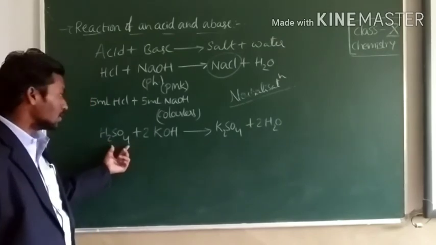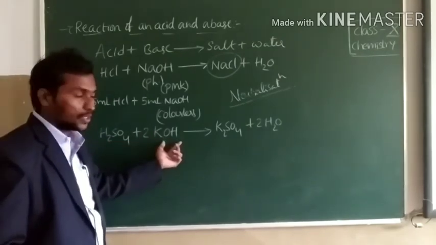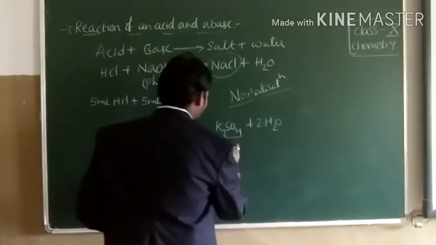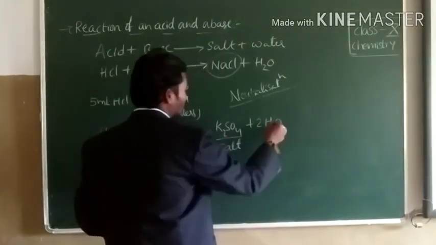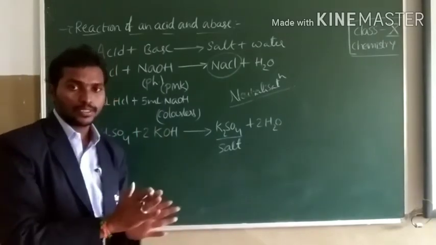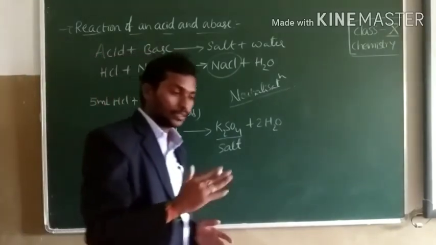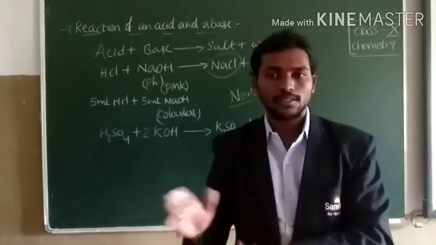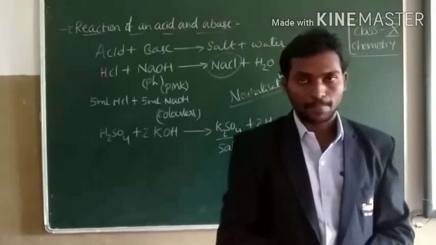Here sulfuric acid is an acid, potassium hydroxide is a base, to form K2SO4, potassium sulfate, which is a salt, plus water. Here acid and base neutralize each other, which forms salt and water. This is an example of neutralization reactions, also called acid-base reactions.